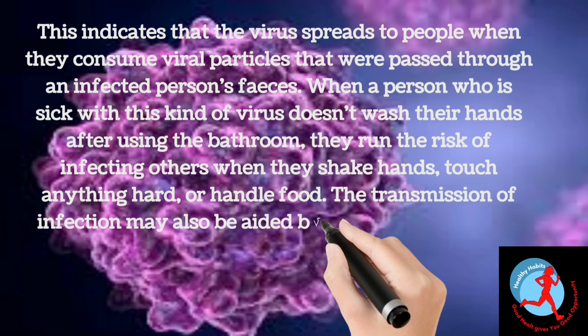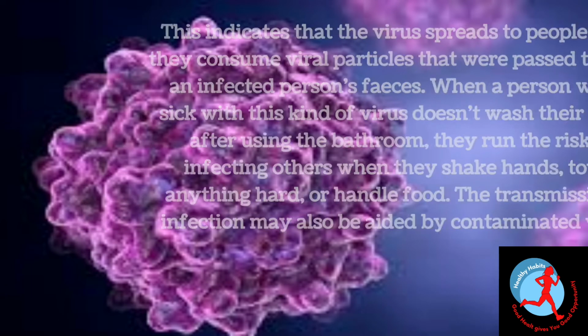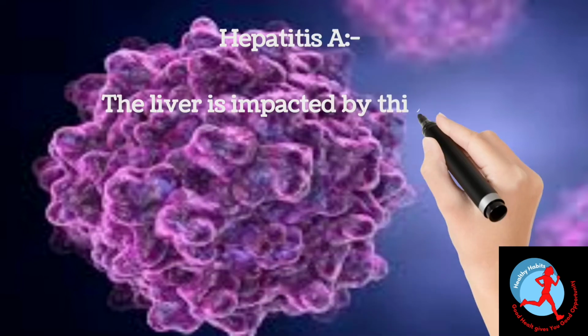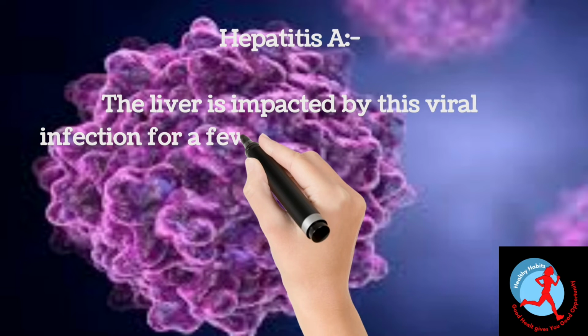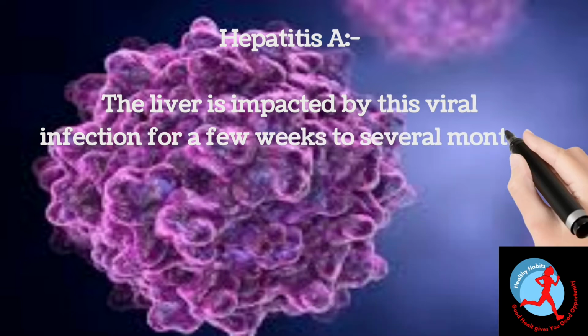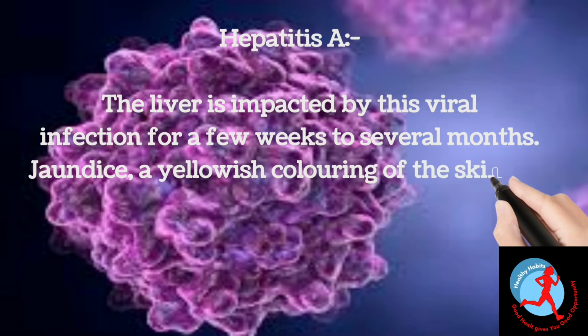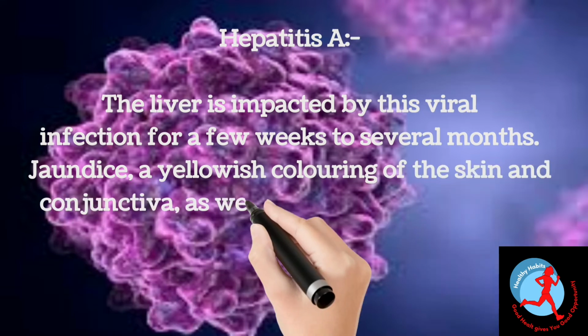The transmission of infection may also be aided by contaminated food. Hepatitis A. The liver is impacted by this viral infection for a few weeks to several months. Jaundice, a yellowish coloring of the skin and conjunctiva, as well as nausea, anorexia, and diarrhea, are symptoms.